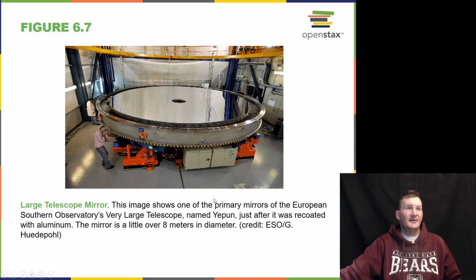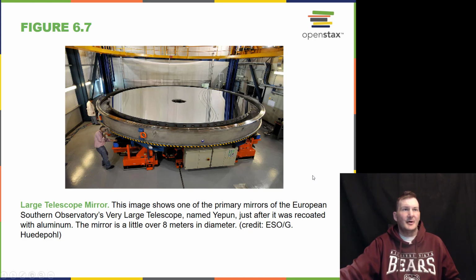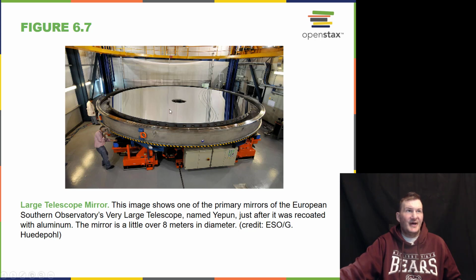So here is one of the large primary mirrors of the European Southern Observatory's Very Large Telescope. They can coat it with aluminum or gold. That'll be on the James Webb Space Telescope. And this mirror is 8 meters in diameter, and in feet, that's about 40 feet across. You can see the human being here. You can see the size of that mirror.